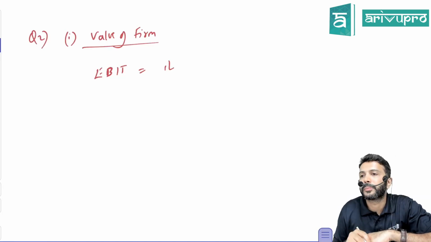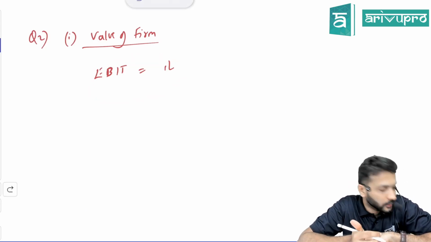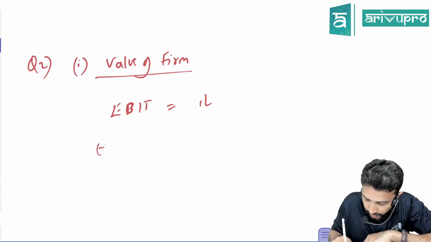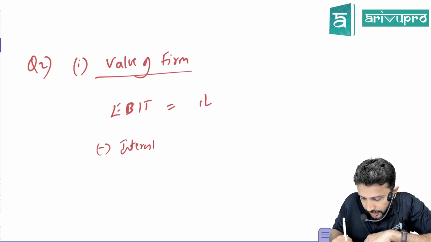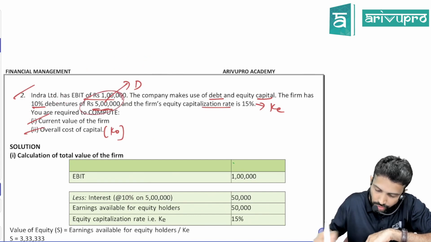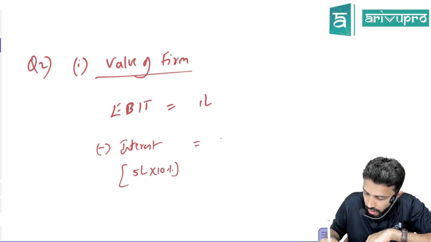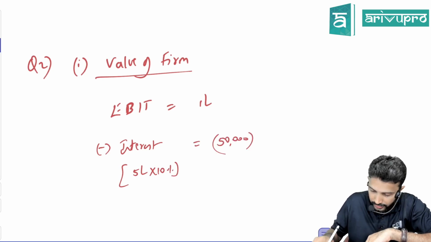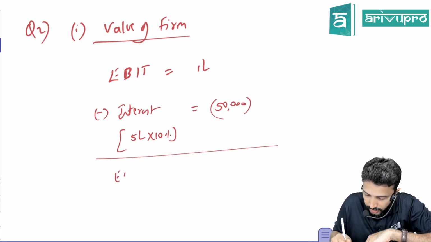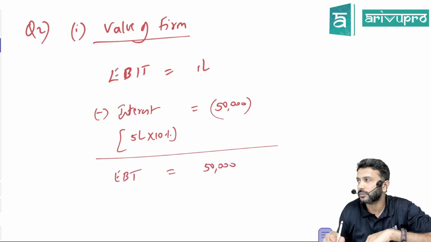Yes. How do you find out? For that, what do we need? We need EBIT or we need ISH? ISH. How do you get ISH? From EBIT deduct interest. So debt is 5 lakh, interest rate is 10%, which gives 50,000. So from this, you're going to get earnings before tax, which is 50,000.